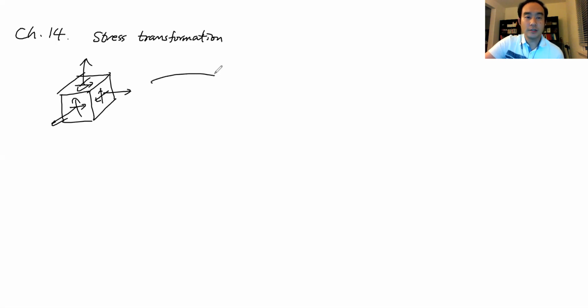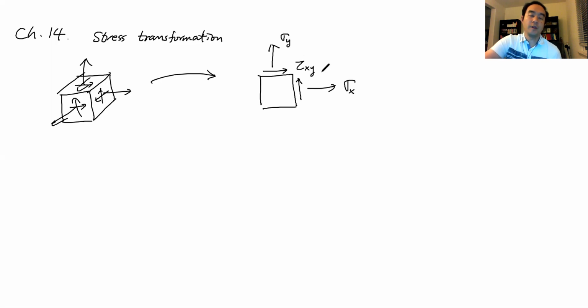But in many cases, we can simplify it into a 2D model, with these 3 stresses: sigma x, sigma y, and tau xy. If you know these 3 stresses, you can easily find all the stresses on this 2D model. This is the case we call the plane stress condition.